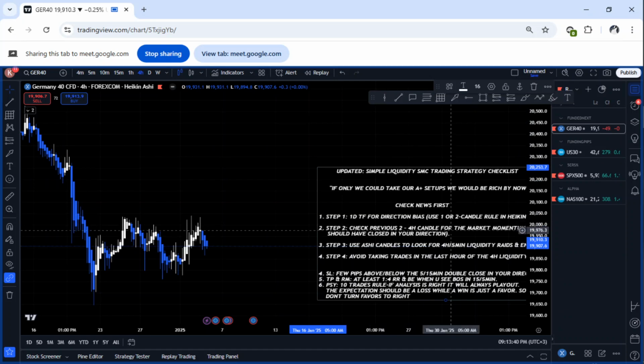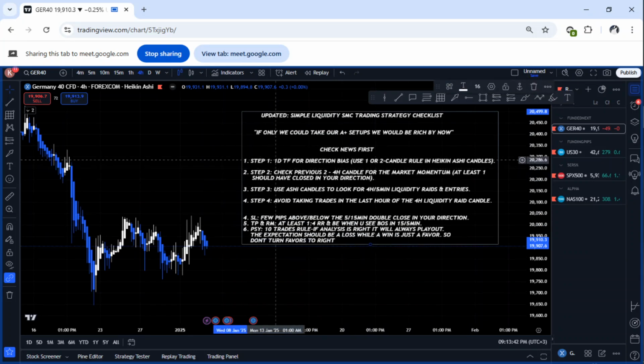So what have I said? Check the 1 day time frame for the direction bias. Use the 1 or 2 candles rule in Heikin Ashi. I've explained that. Check the previous 2 to 4 hour candles for the market momentum. At least one should have closed in a direction. If 2 close, that is a high probability setup. Now use Heikin Ashi candles to look for 4 hour and 5 minute liquidity raids, and then look for entries.